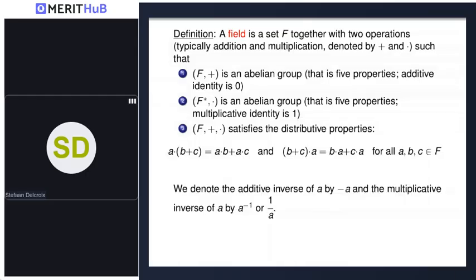So a field, every field is a ring, but not every ring is a field. The additive inverse of A is the opposite of A. The multiplicative inverse of A is A to the negative 1, or 1 over A. So let's do some standard examples that we've seen so far of both rings and fields. The difference between rings and fields is that in a field, your multiplication needs to have every property. For a ring, you only need 2. So every field is a ring.